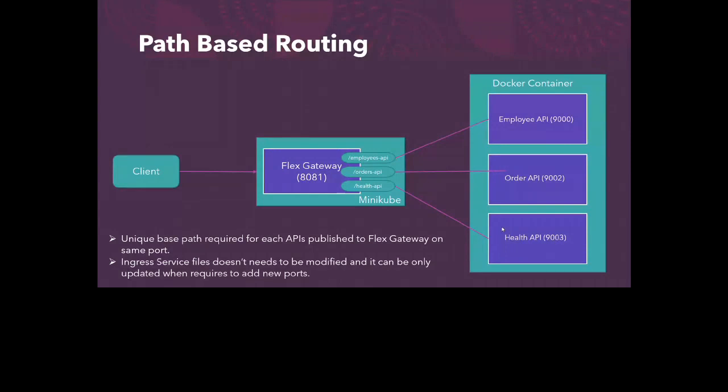Definitely it will. It doesn't matter how many APIs you have published on a port number, so that will not matter. What will matter is what kind of memory you have allocated to your Flex Gateway, how many vCores basically.